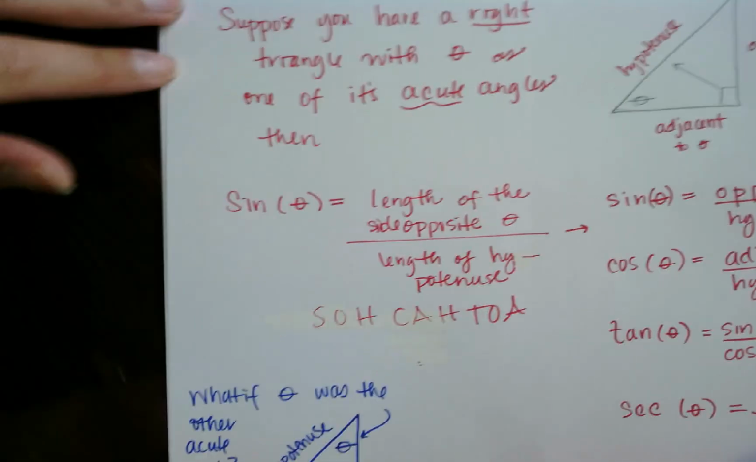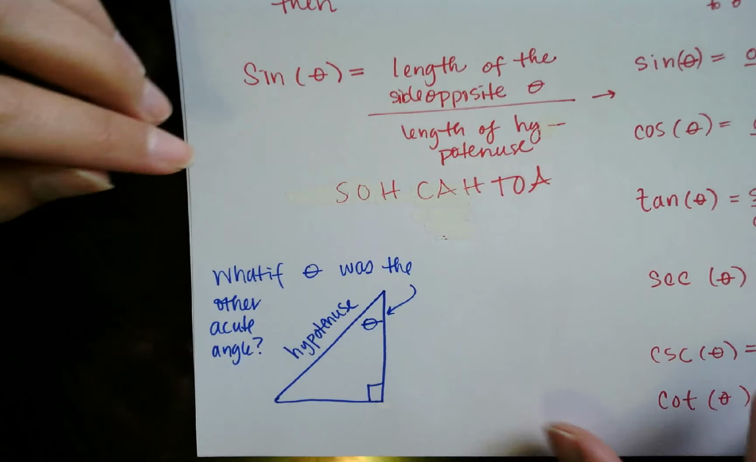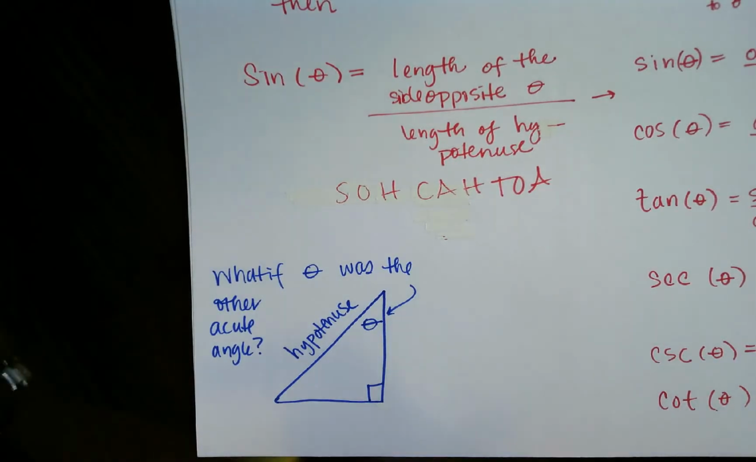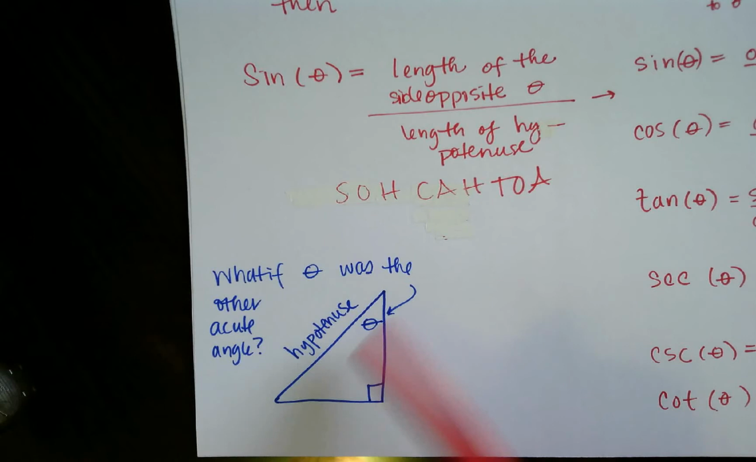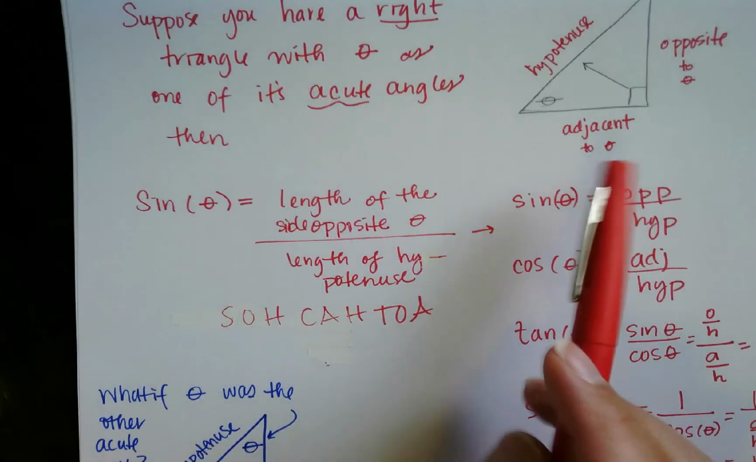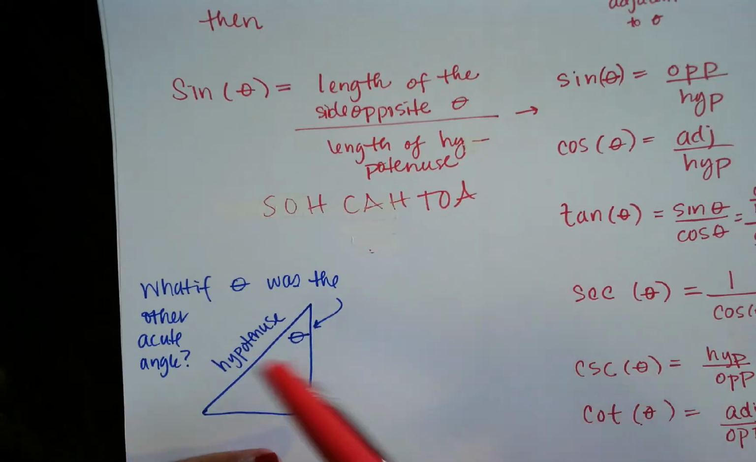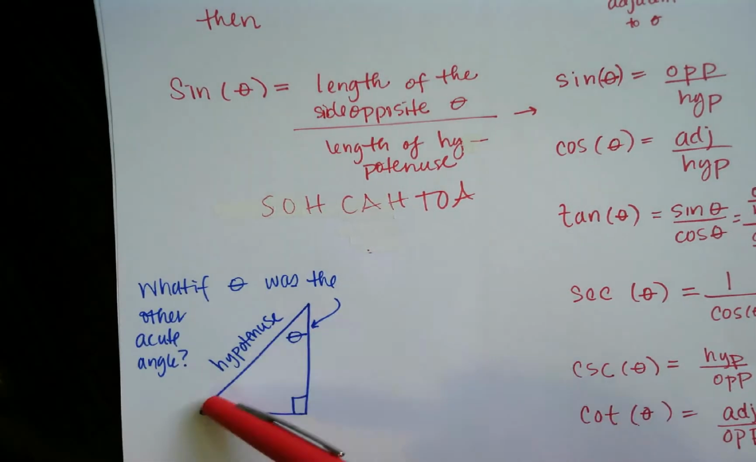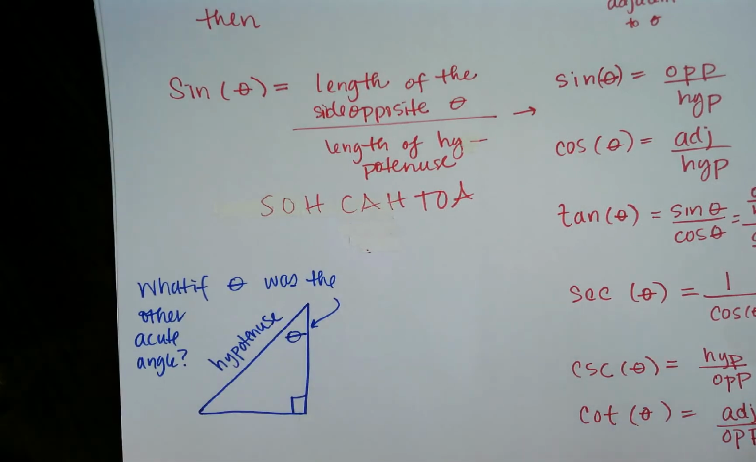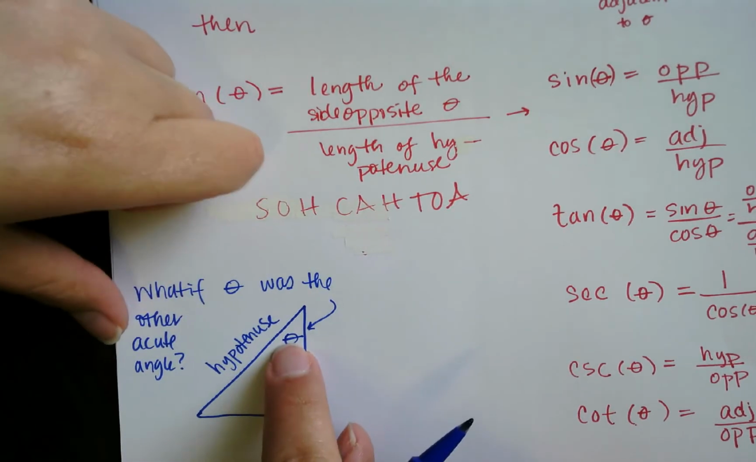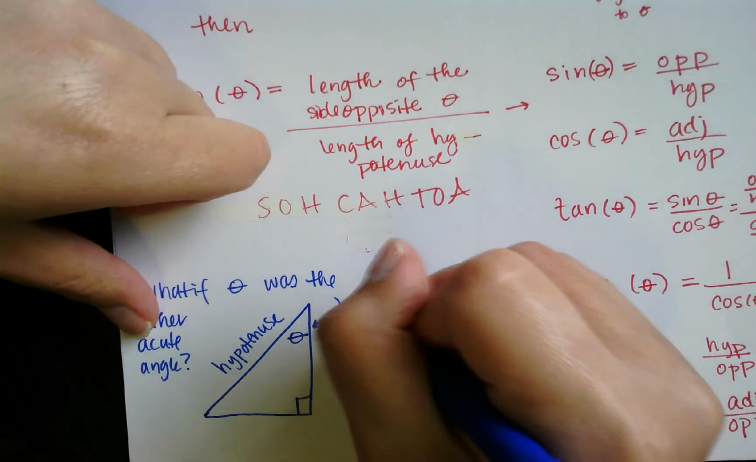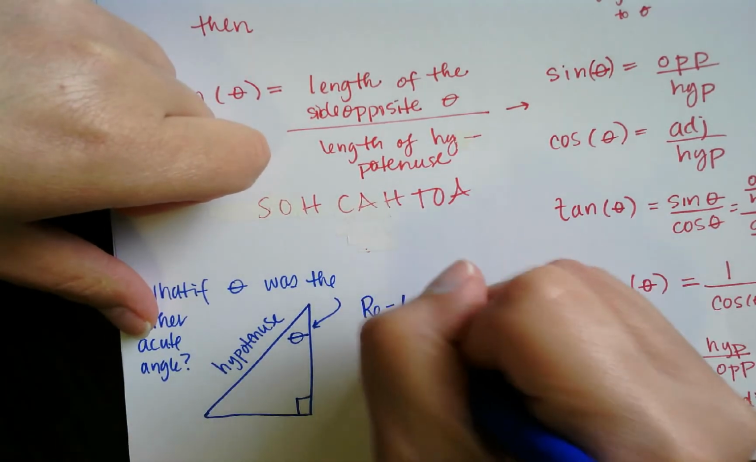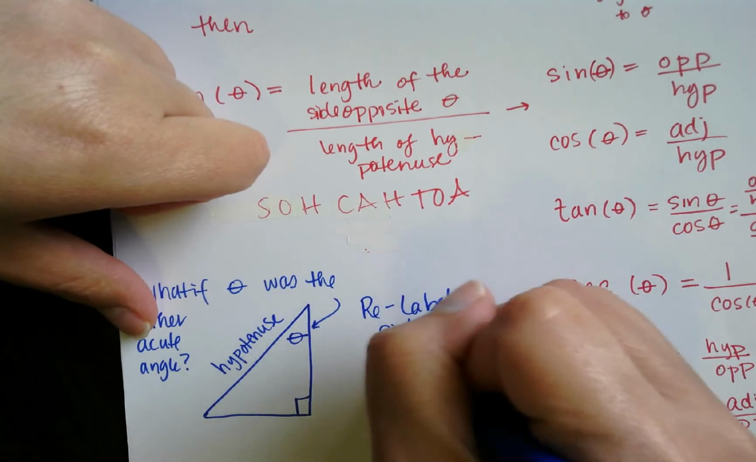But I have a question. In blue, notice I changed my color on purpose, children. It says, what if theta was the other acute angle? I started off with theta being the lower left hand corner, now I made theta the upper right hand corner, because it said if you have a right triangle and theta is one of its acute angles, so one of these angles, then these are the definitions. You have to figure out what angle you're working with. Right now we're working with the upper right hand corner, so then you relabel sides according to angle.